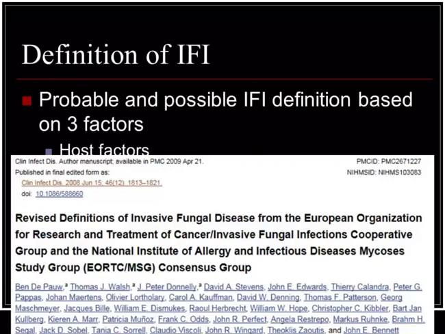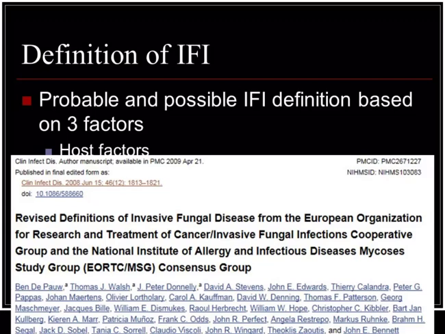So we've been talking about IFI for a few moments here, but how do we actually define this? Sometimes we're a little more laid back than we should be. When we write our notes, we say, oh, the patient has nodules. Well, not all nodules are fungi. And then there is special vocabulary that you need to know about proven and probable. And then there are different factors, like why you would even have it, like host factors.